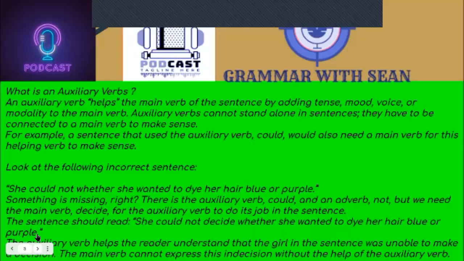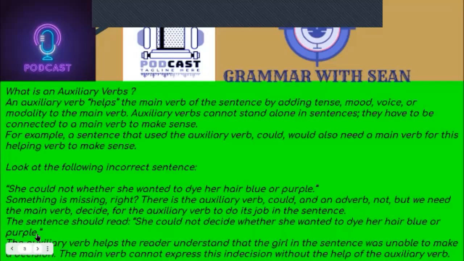What is an auxiliary verb? An auxiliary verb helps the main verb of the sentence by adding tense, mood, voice, or modality to the main verb. Auxiliary verbs cannot stand alone in sentences. They have to be connected to a main verb to make sense. For example, a sentence that used the auxiliary verb could would also need a main verb for this helping verb to make sense.